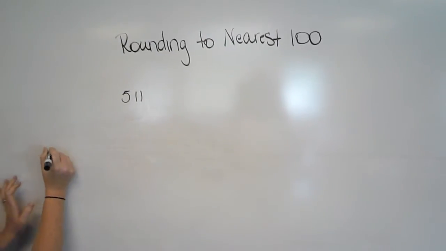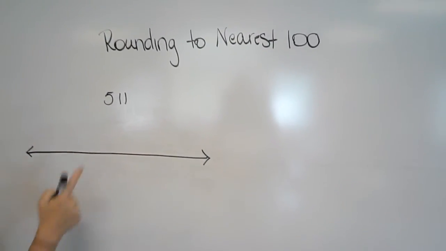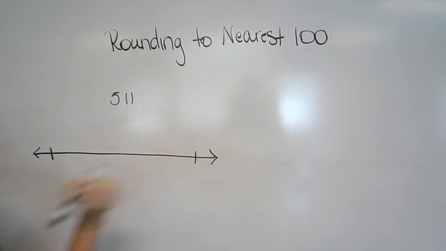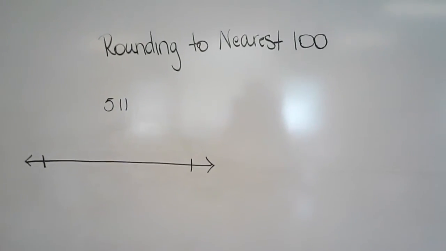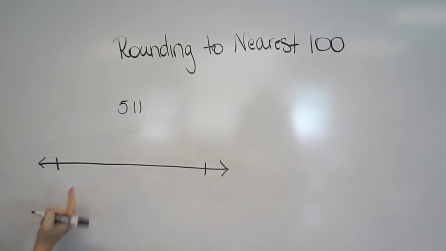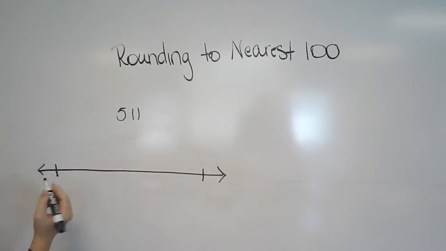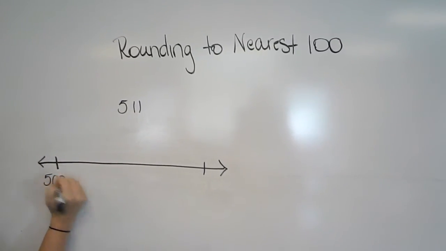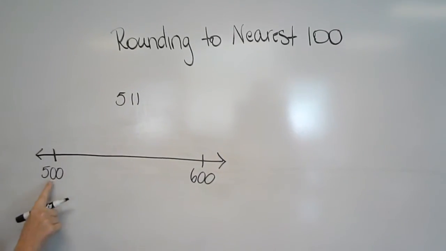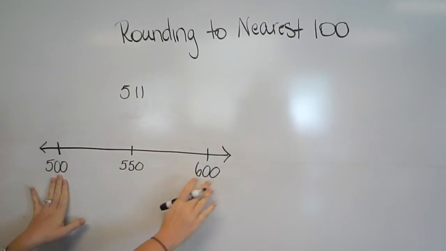So go ahead and draw your number line on your paper, and you're thinking about 511 is in between what 2 hundreds? So go ahead and take a second, draw your number line. Okay, so 511, if we think about what 100s is it in between? It's in between 500 and 600. So you know that 550 is halfway between 500 and 600.